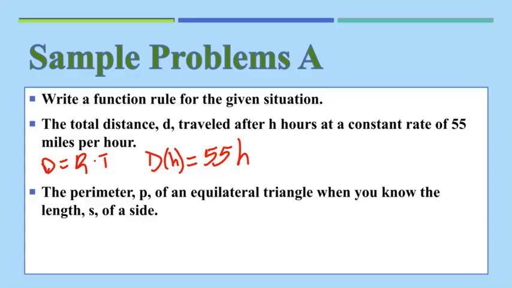Next, the perimeter P of an equilateral triangle when you know the length S of a side. Now, an equilateral triangle has equal sides. So if the side length of a triangle is S, and I have 4 sides of it, I can do 4S, and this would be P of S. So that's like f of s, p of s. So the perimeter is going to be 4 times the side length.